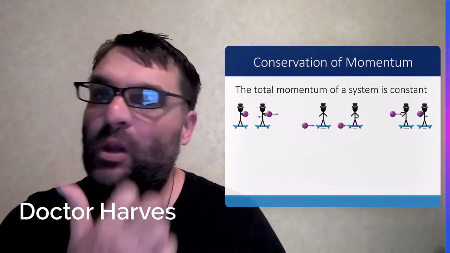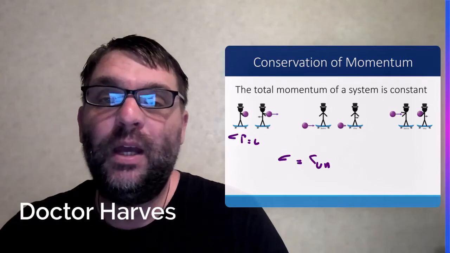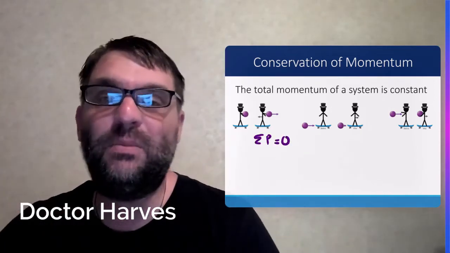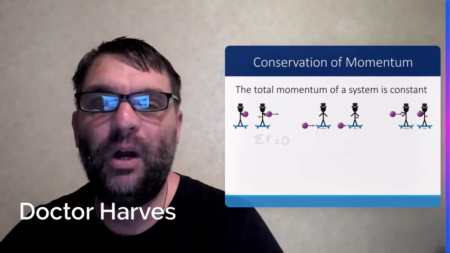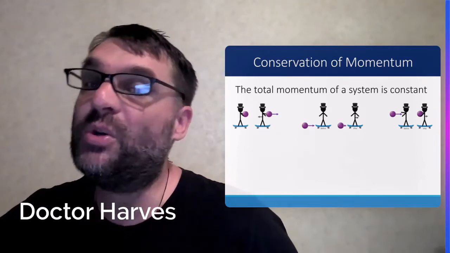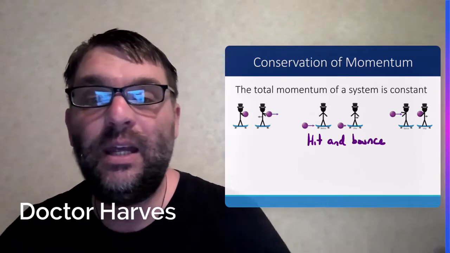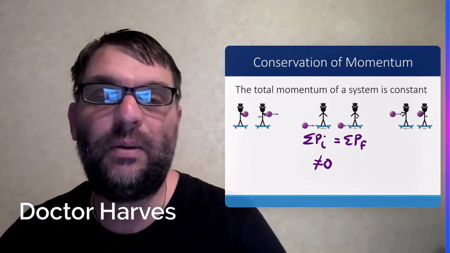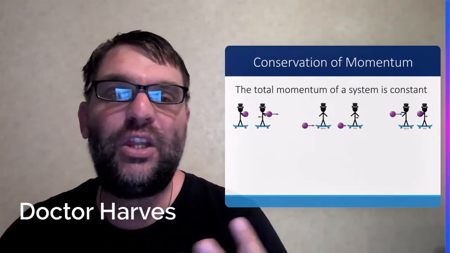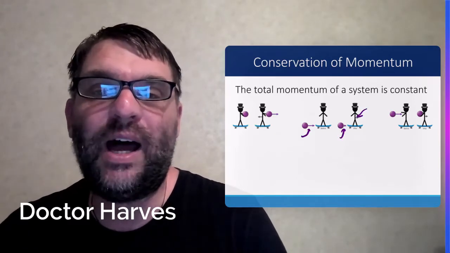Okay, so for the first example, which is known as an explosion, the sum of the momentums is going to be equal to 0, which means the sum of the momentums after the collision, once the ball has been released, is also going to be 0. And the second example, which is known as the hit and bounce, then the momentum, again, at the start, which is based essentially around the momentum of the ball hitting the skateboarder, will equal the momentum at the end. And you'll see from the arrows that the velocity of both the ball and the skateboarder are reduced.